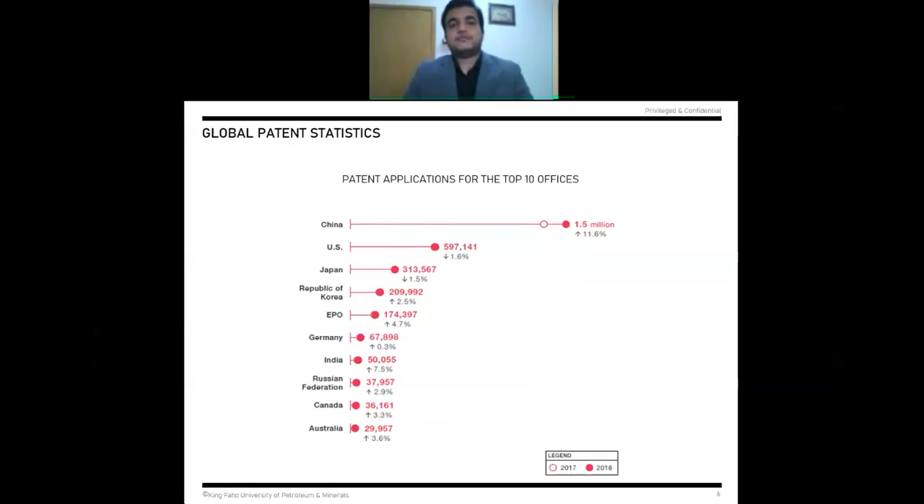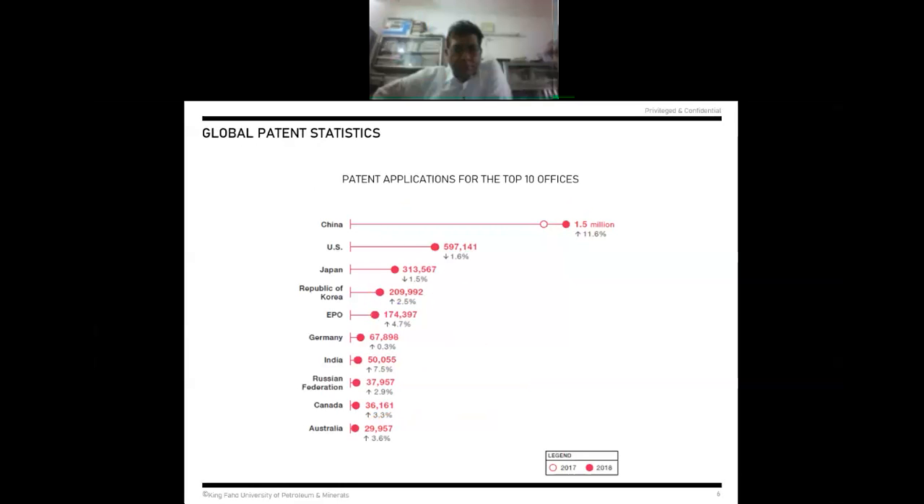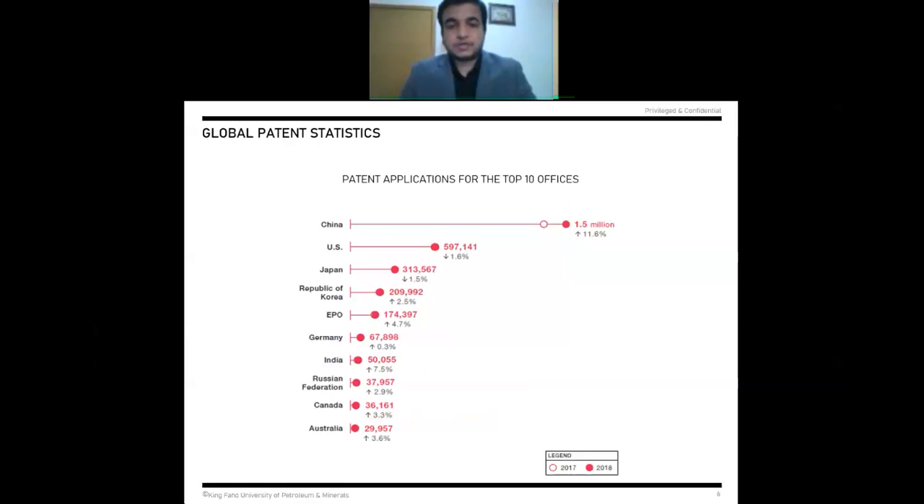But before we discuss patents, let's see what's happening around the world. Are people actually filing patent applications? As you can see in this chart, the highest number of patent applications are being filed in China. These are statistics from 2018. In China, about 1.5 million patent applications were filed, which is quite a huge number.